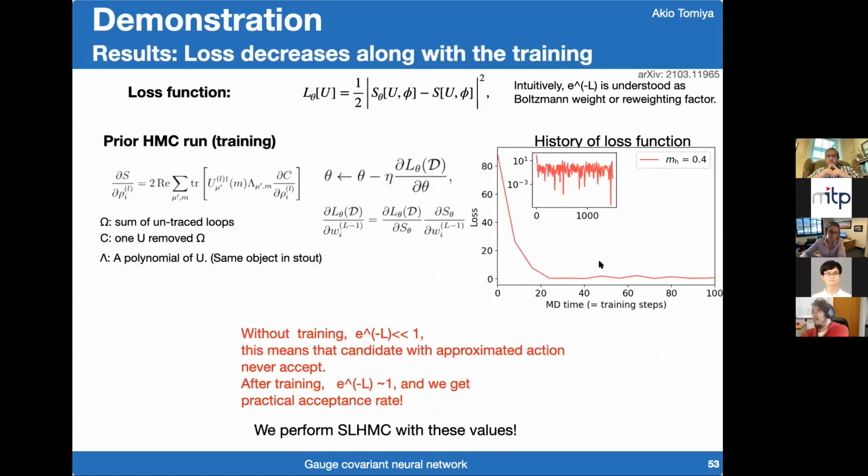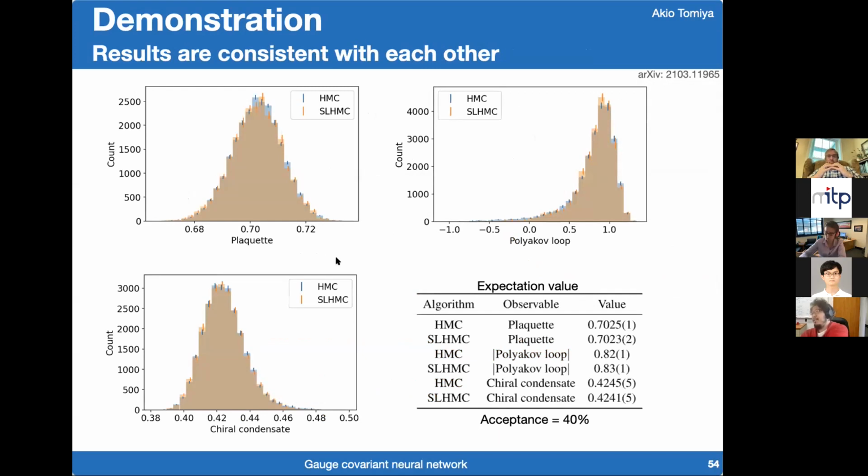This is a history of the loss function. It starts from more than 80, and after the training, it approached a value of order 1. And this L can be regarded as the Boltzmann factor or reweighting factor. So this means that without the training, there is no hope to get the configuration. But after the training, we can get some legal configurations. So this is a result of the SLHMC and HMC. And as you can see, both give consistent results, even though they use a different Dirac operator.